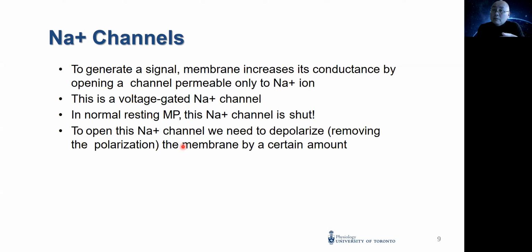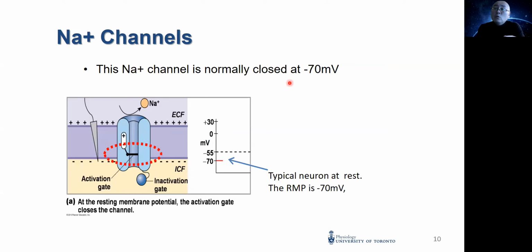In order for this sodium channel to open, we need to depolarize the cell membrane by a specific level. And if we can reach that level, if we can depolarize it, change the polarity or change the positive charges on the inside versus outside, and we can get it more positive inside, we might be able to also change the opening and closing of this voltage-gated sodium channel. So this channel is normally closed at minus 70 millivolts, again referring to the voltage-gated sodium channel.